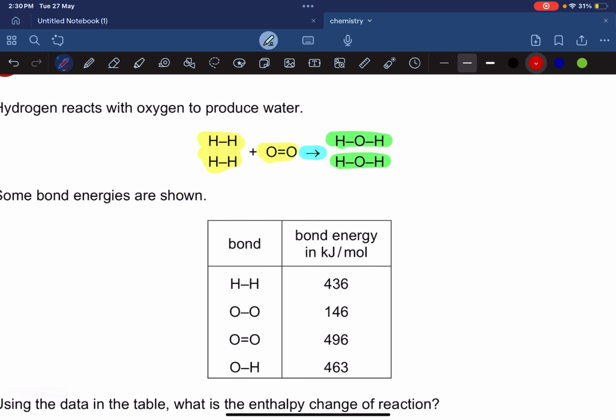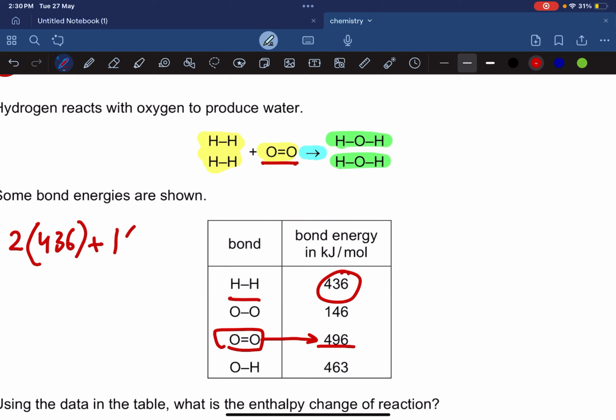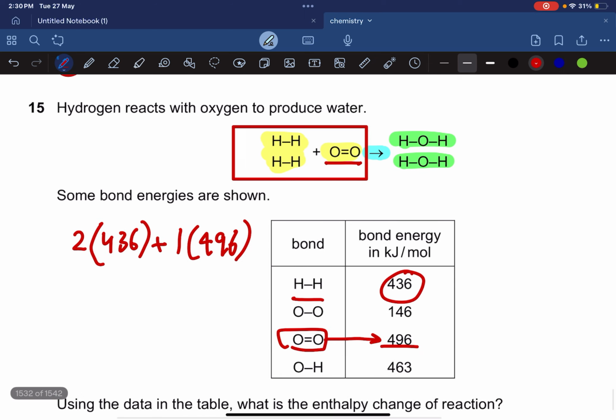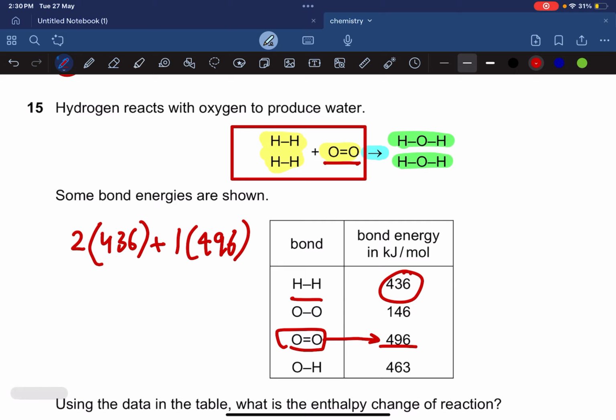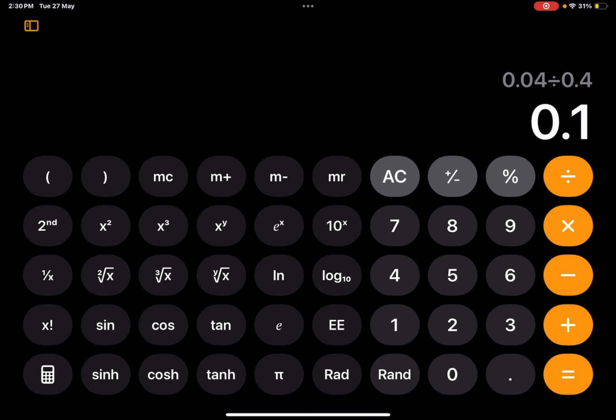Okay, so after that is identified, you have to realize how many bonds you have. You have one H-H bond and one H-H bond, which makes a total of 2 H-H bonds. So 2 times my H-H bond, which is 436, so 436. And my one O=O double bond is right here, which is 496. So plus 1 times 496 is going to give me the total energy before the arrow. Let's calculate it. 436 times 2 plus 496, that's going to give me 1368.